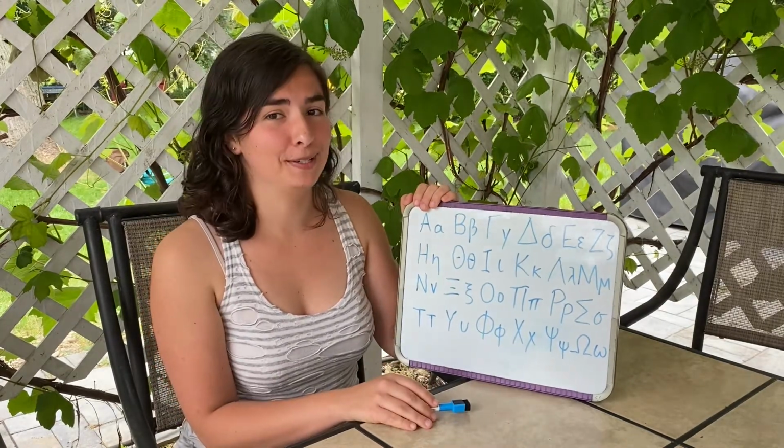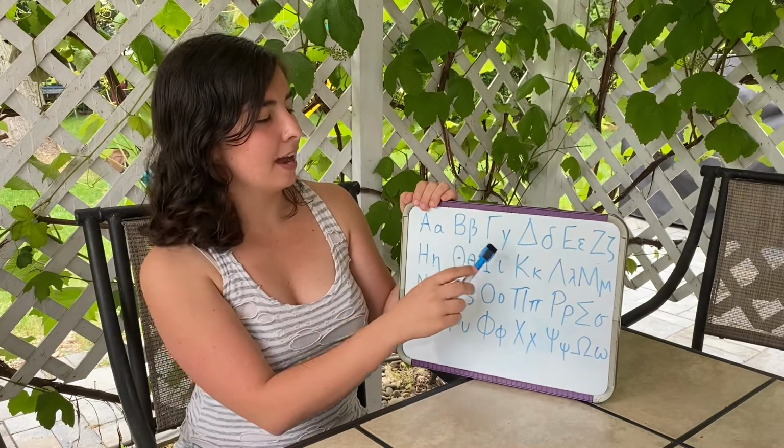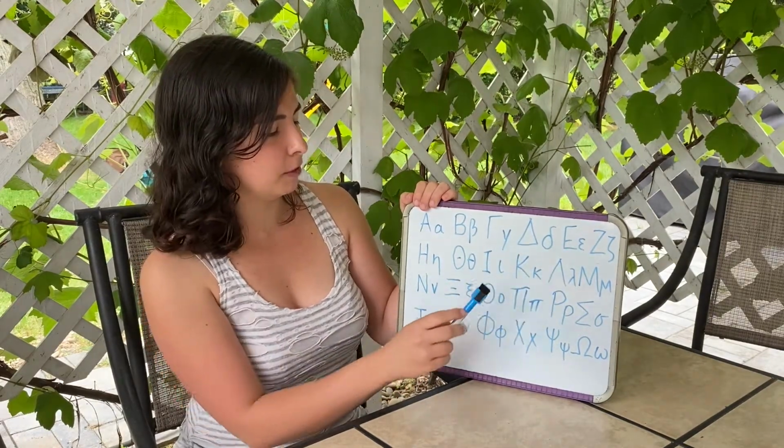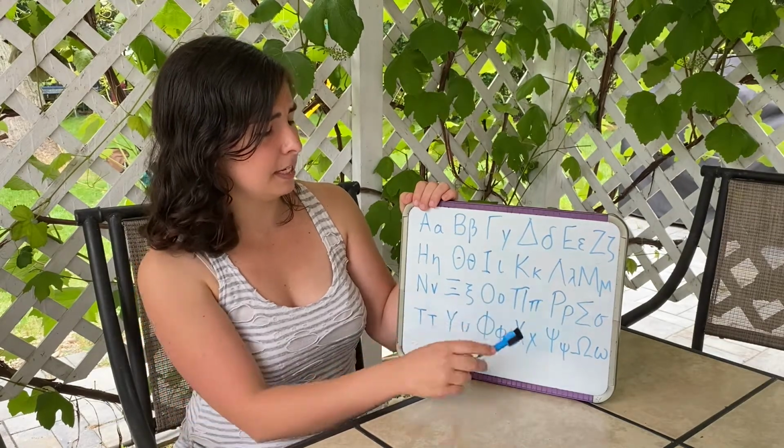Now let's do modern Greek sounding. Alpha, beta, gamma, delta, epsilon, zeta, eta, theta, iota, kappa, lambda, mi, ni, xi, omicron, pi, rho, sigma, tav, ipsilon, phi, hi, psi, omega.